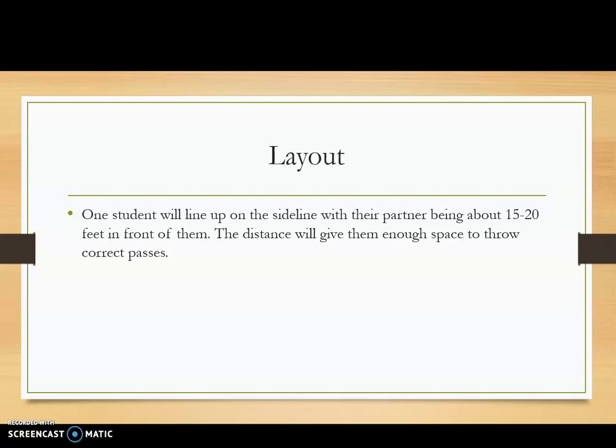The layout of this whole lesson: one student will line up on the sideline with their partner facing them about 15 to 20 feet apart. That gives them enough space to make a bounce pass correctly, as well as the chest pass. Not too close, not too far. They want to be spaced out across the baseline, not very close to each other. They want to have enough space to move around.